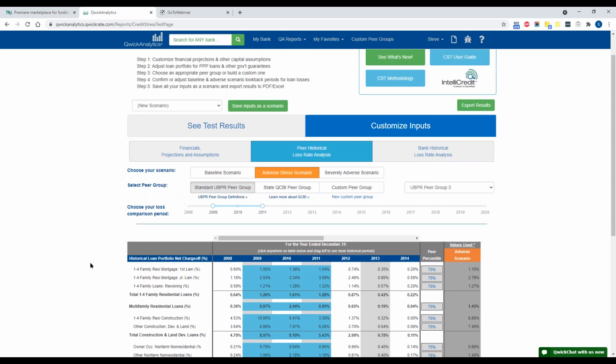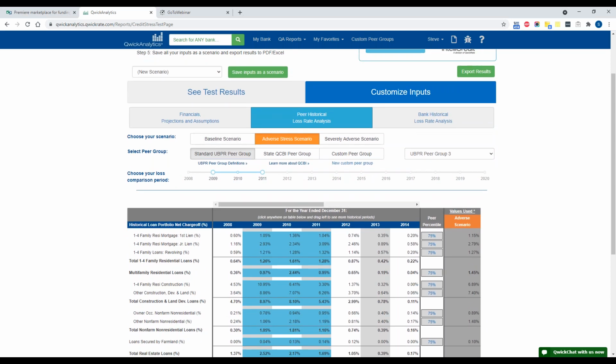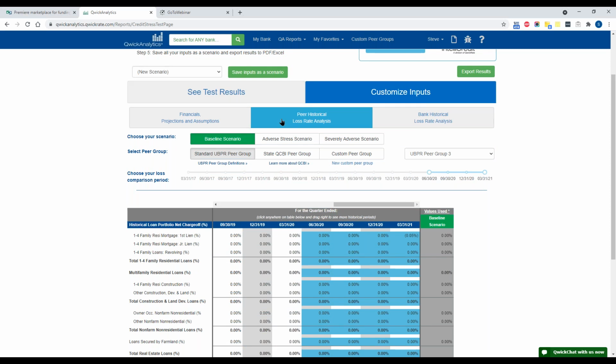The next section of inputs is around the peer data. What we need to do about peer data, first, we need to define, again, what peer group we're using. By default, we just have your UBPR peer group plugged in here. We'll use that for today.